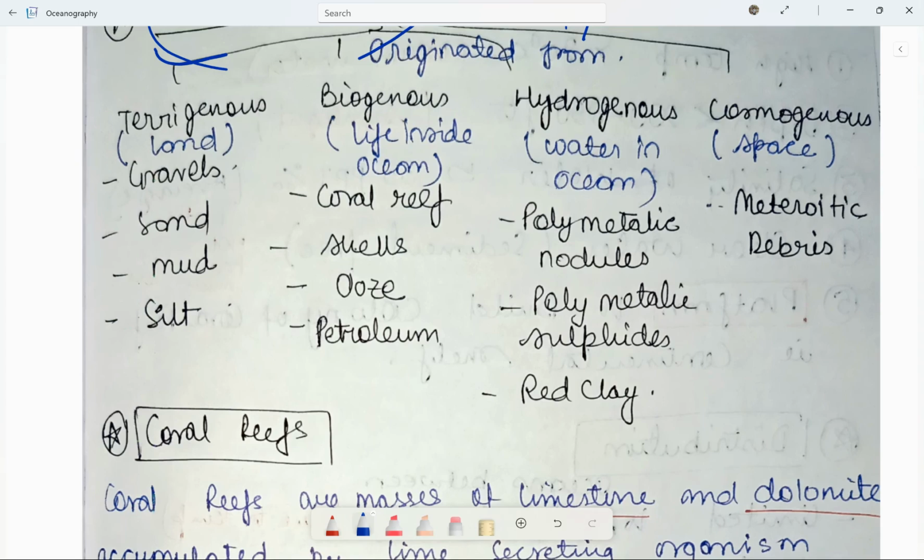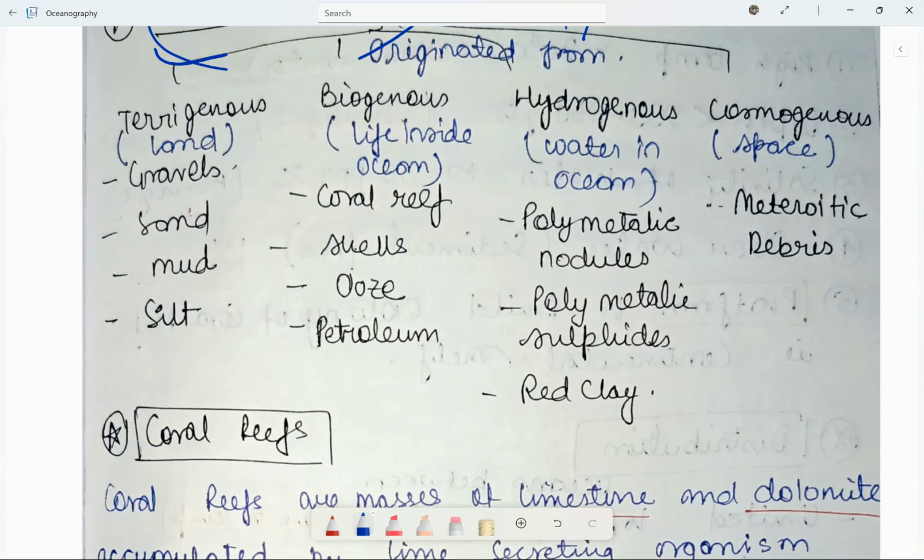पहला है टेरिजेनियस. टेरिजेनियस आर द डिपॉजिट्स विच इज ओरिजिनेटिंग फ्रॉम द लैंड. जैसे कि सैंड हो गया, मड हो गया, silt हो गया. So these are originating from the land. There is biogenous. Biogenous जो है is getting originated from the life inside the oceans. For example, coral reefs, shells, ooze and petroleum.